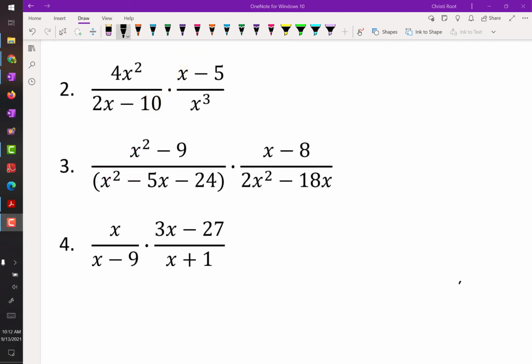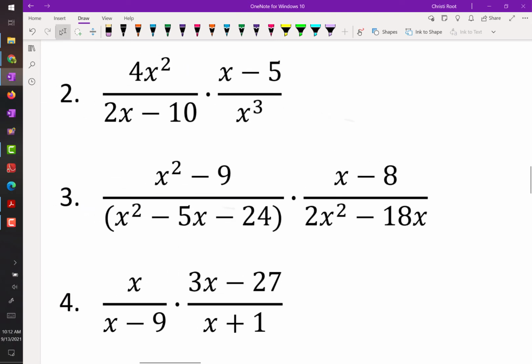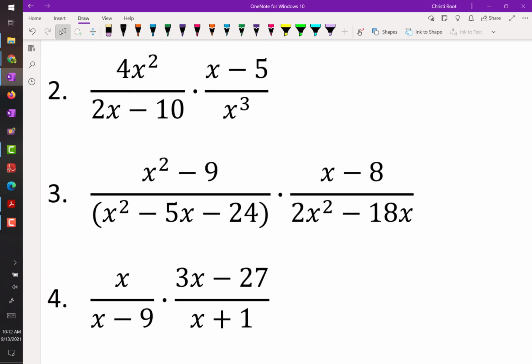Okay, so let's take a look at number 2. Now, number 2's got several monomials in there. So when I factor, I'm just going to break them down a little bit. I know that 4 is 2 times 2, and x squared is just x times x. You do not have to do that. If it helps you, go for it.